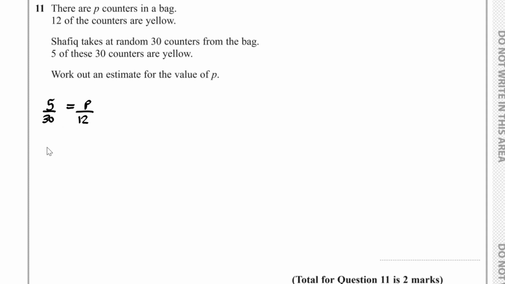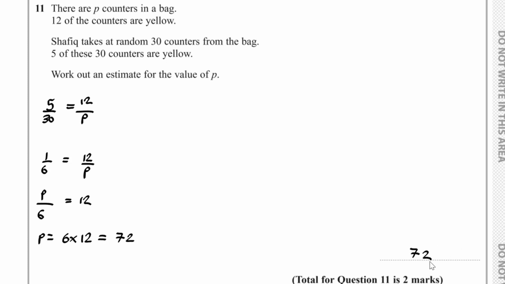So here we've got 1/6 multiplied by 12 equals P, so therefore P is equal to... I did this incorrectly. 12 of the counters are yellow, so here we've got 12 over P. So 1/6 equals 12 over P, so multiplying through by P, we've got P over 6 equals 12, multiplying through by 6, P is equal to 6 times 12, which is 72. So there's 72 counters in the bag in total.